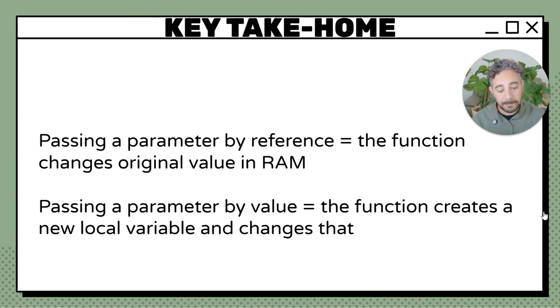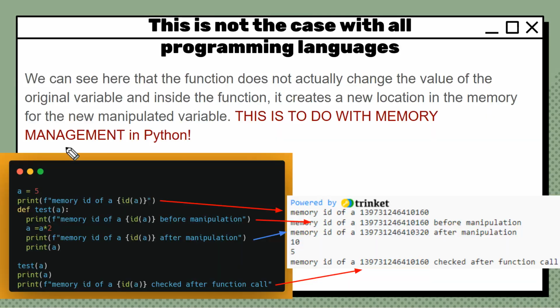If we pass a parameter by value, the program creates a new variable in RAM and manipulates that. Now, I just want to give an example of what happens when we pass a value by reference through a function. I know this can look a bit confusing because there's a lot going on on the screen, okay? But as I said before, different programming languages behave in different ways.